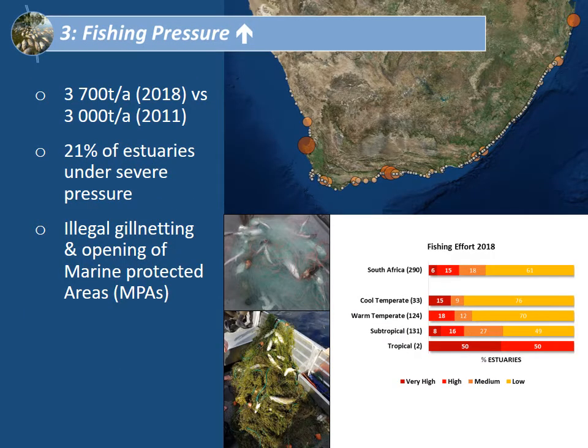Fishing pressure is significantly up, gone from roughly 3,000 tonnes per annum to 3,700 tonnes in 2018. 21% of estuaries are under severe fishing pressure, especially illegal gill netting taking off in the KZN areas and also the opening up of marine protected areas.